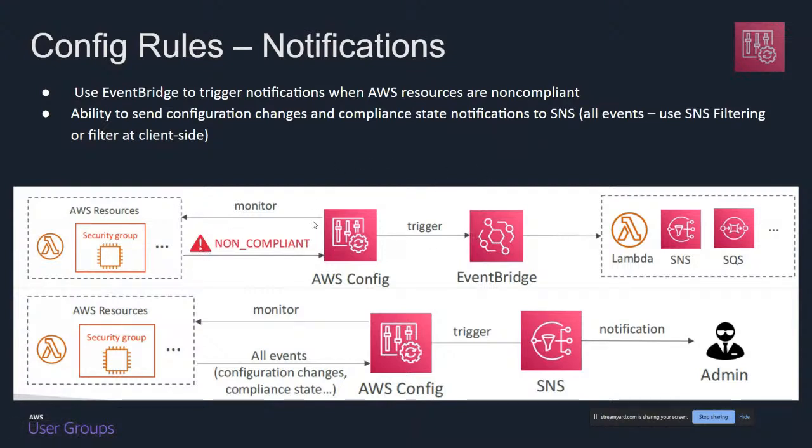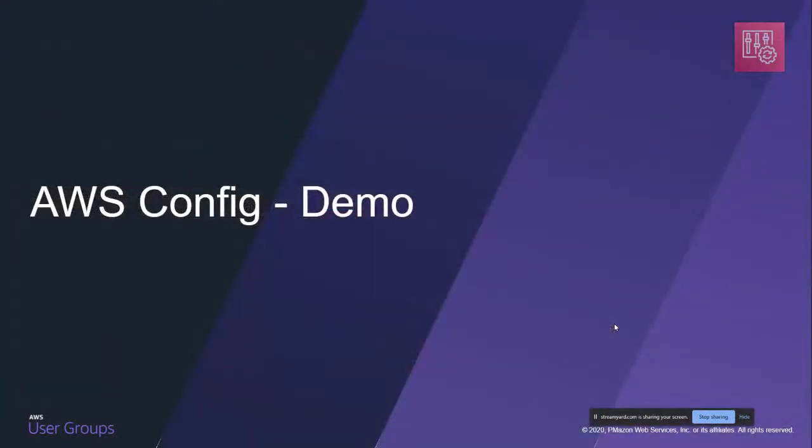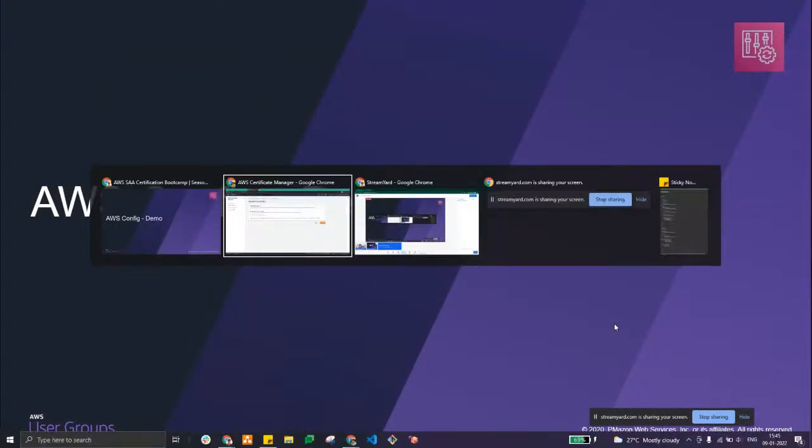Or you can specify what notifications you want. In that case, you can use a custom Lambda function that sends out notifications to you only in case there's a non-compliant resource. For example, here you only get a notification for a non-compliant resource, whereas here all the events that happen in AWS Config are sent out in SNS and the administrator is notified. So I'll show this to you quickly on the console.